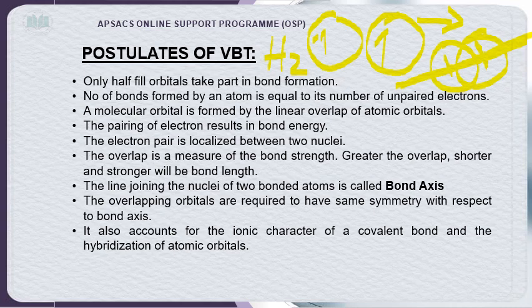Now the next one is with respect to the bond axis. It accounts for the ionic character of a covalent bond and the hybridization of atomic orbitals. Here the example given to you is of a homoatomic molecule, two hydrogens of the same type, right? They are going to overlap to give the molecule of hydrogen. Now there is no difference of any sort of electronegativity, ionization potential, energy, or size between the two hydrogen atoms. So there will be no ionic character. It's a pure covalent bond. Dipole moment of this one is zero.